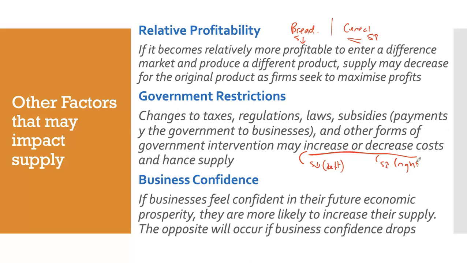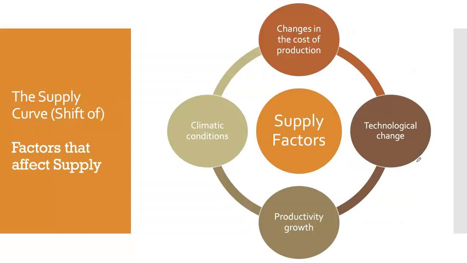Similarly, business confidence is important. If a business feels confident in the future economic prosperity, how well we're going to go in the future, they will likely increase their supply because they're confident that people will buy their goods and services. The opposite will occur if business confidence drops. These are ones to consider, but I highly recommend that you focus on these four. They're specifically talked about in the study design, and they all essentially come down to this, what I call the profit motive.